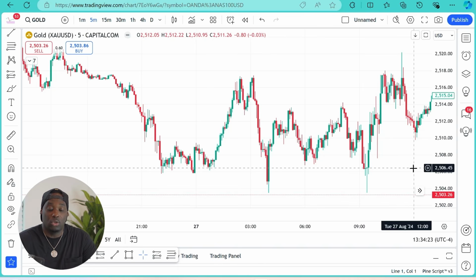So I rely on my 5-minute chart heavily because usually I'm focusing on one chart. Nowadays, I do trade other markets, but for the most part, I'm looking at NASDAQ and I'm seeing what NASDAQ is doing. And I'm looking at these lower time frame levels. And I'm going to show you guys right now on the chart what I mean.